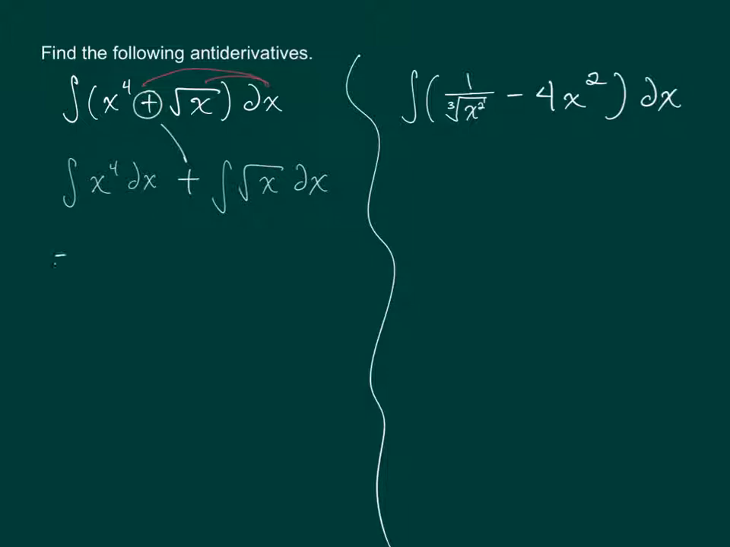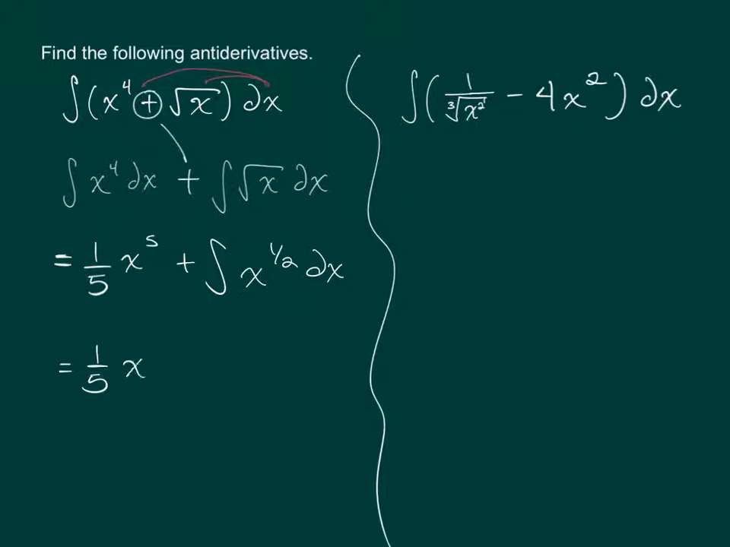So continuing, the antiderivative of x to the fourth, you'll add 1 to the power, and then you'll multiply that by the reciprocal of the new power. But over here with the square root of x, this presents a problem as we do not have a power. So we need to rewrite this as the integral, or the antiderivative, of x to the 1/2 power dx. And so now we can find the antiderivative of x to the 1/2 power.